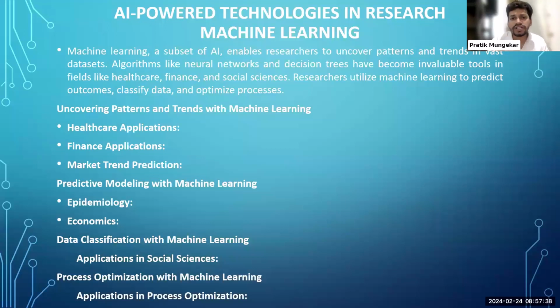Then patient outcome prediction. Now, machine learning algorithms are employed to predict patient outcomes with a high degree of accuracy. By analyzing patient data such as medical histories, test results, and treatment responses, researchers can forecast patient-specific outcomes, and this can assist healthcare providers in tailoring treatment plans to individual patients, improving patient care, and potentially saving lives.